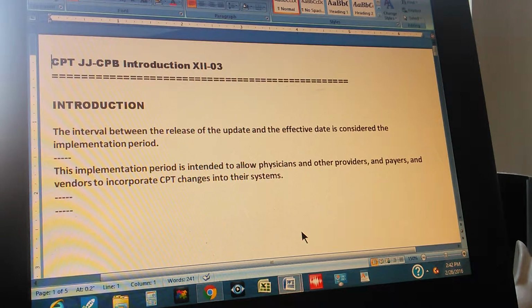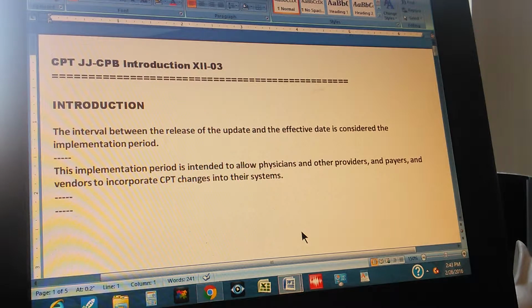Can you read the next one? This implementation period is intended to allow physicians and other providers, payers, and vendors to incorporate CPT changes into their systems. So they give you this window so you can get ready for the next year. They give you the codes or the changes in September, and they tell you that you have until January 1st to put this into your systems and get ready, because on January 1st, these codes are effective, right?